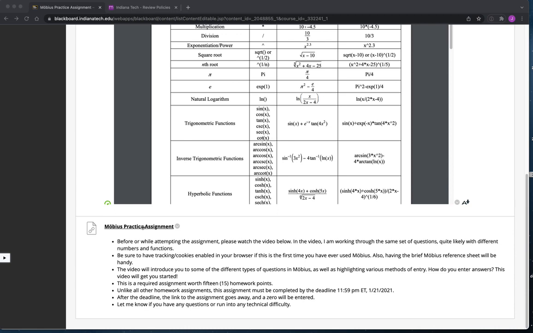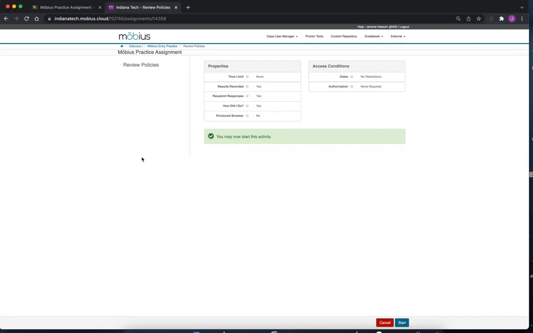I am not going to click on this since this is in an actual Blackboard course, but I have the assignment ready to go in another tab. So when you click on this, if you have your tracking enabled, you should see something like this. This is called the launch page or the property page of the assignment. And for this one, there's no time limit. The results will be recorded, so how you do on this assignment will be put back into the Blackboard gradebook, and you'll be able to see it there.